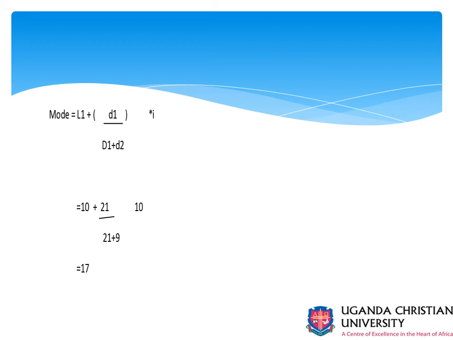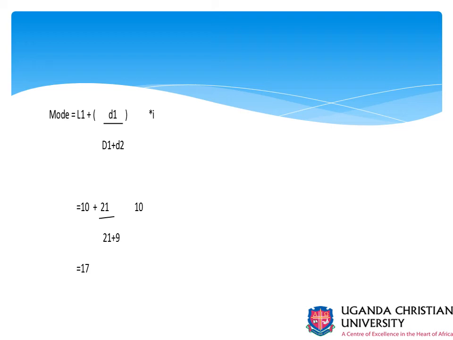And how do we calculate the mode? L1 plus D1 divided by D1 plus D2, in brackets, multiplied by I. What do these symbols represent? L1 represents the lower class limit of the modal class. You can use the lower class limit or the lower class boundary depending on the nature of the data. If the data is discrete, we use the lower class limit. If the data is continuous in nature, we use the lower class boundary of the modal class.